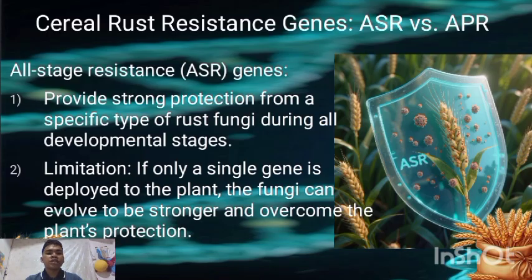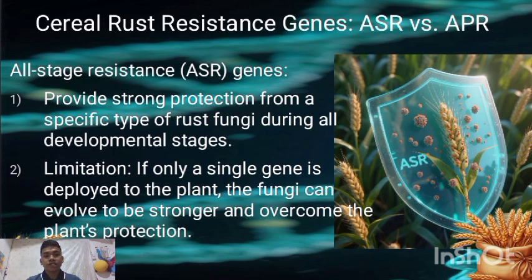So cereal rust resistant genes, the ESR versus APR. The ESR, or all-stage resistant genes, provide strong protection from a specific type of rust fungi during all developmental stages. Limitation: if only a single gene is deployed to the plant, the fungi can evolve to be stronger and overcome the plant protection.